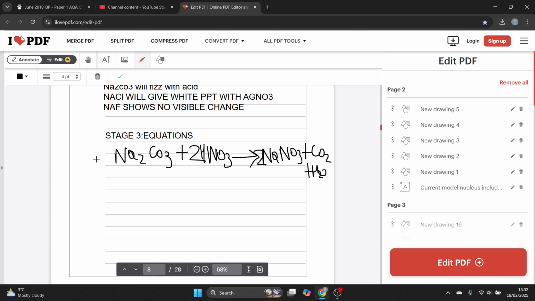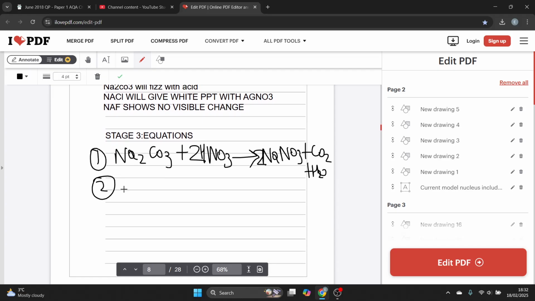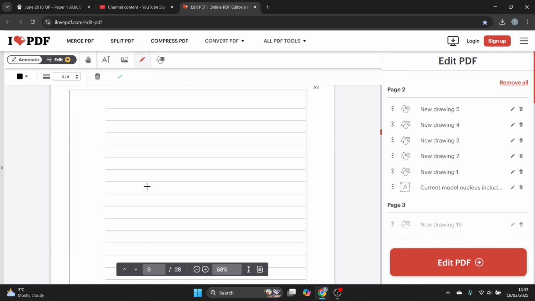And then the other equation, sodium chloride plus AgNO3. Just your displacement, right? AgCl plus NaNO3. So both of these are the same, like gets displaced. But in this case, because I've got Na2, it's going to be 2 NaNO3, CO2, and then you need a 2 here.